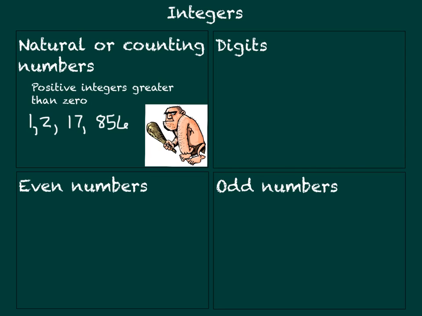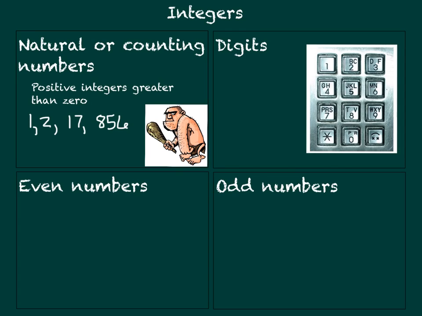The next one we have are our digits. I just want you to picture your phone. The digits are the 10 numbers that all of our other numbers are made up of: 1, 2, 3, 4, 5, 6, 7, 8, 9, and 0. Every number that we have has some form of those symbols written in it.